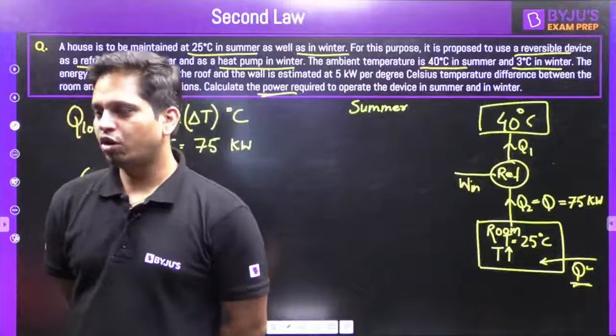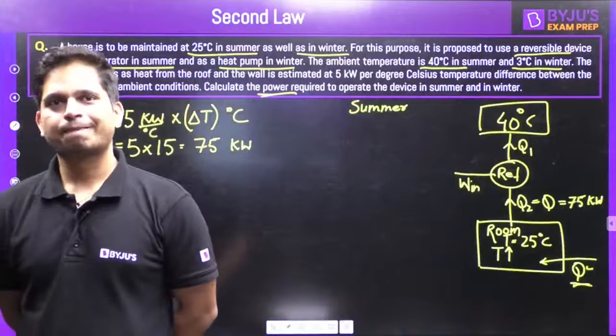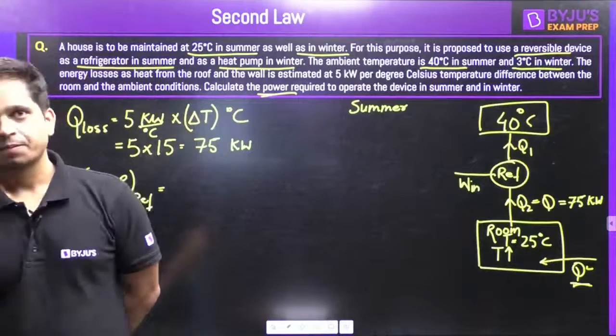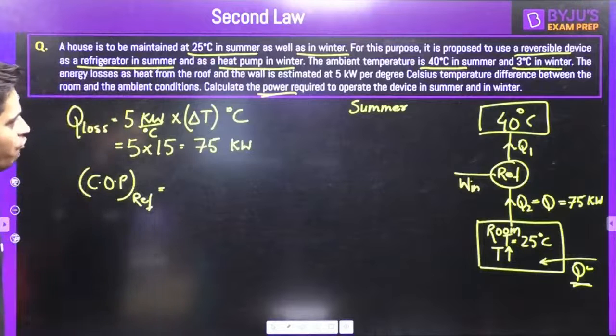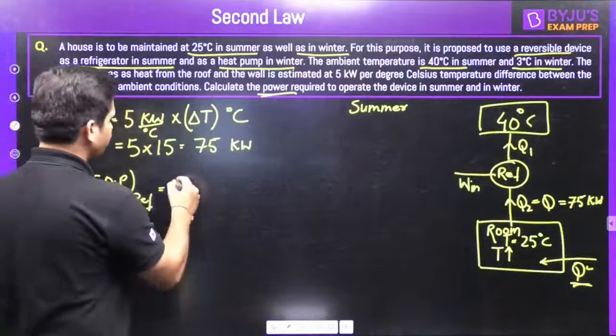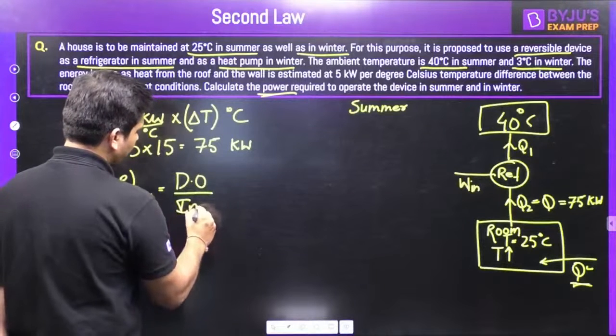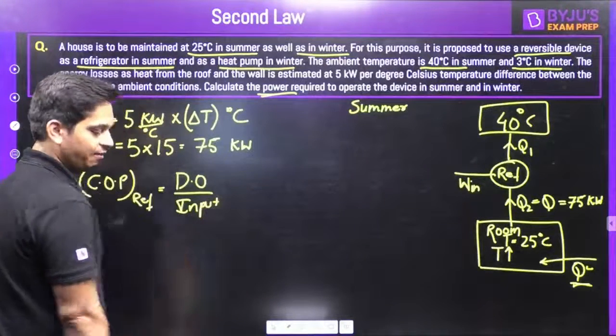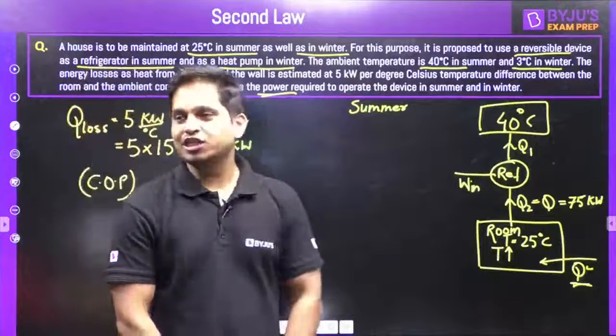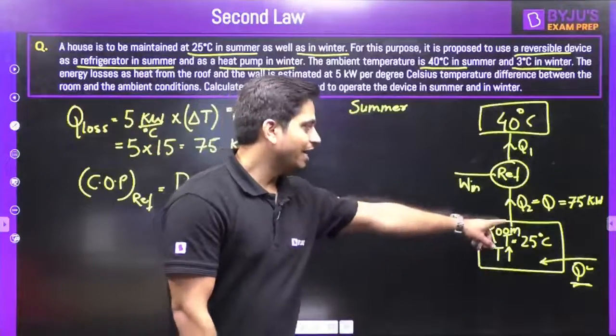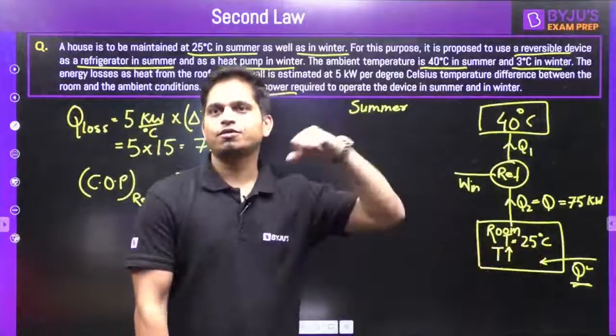Vijay, are you able to solve this? Sachin? Okay. COP of refrigerator is desired output upon input. Now for a refrigerator, what is desired output? It is the heat that you have to remove.